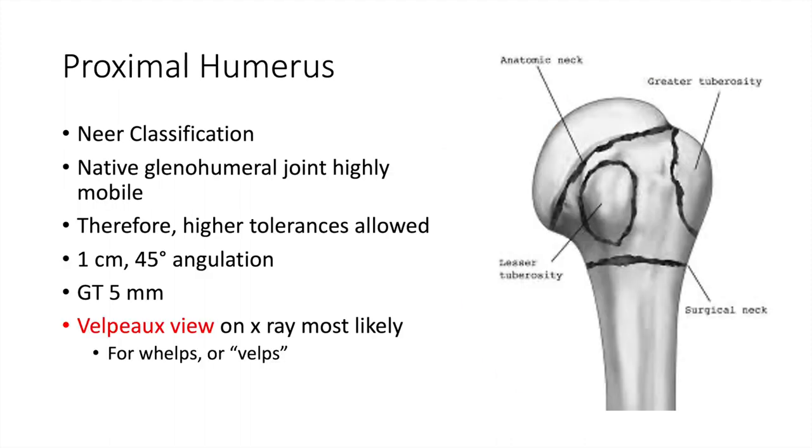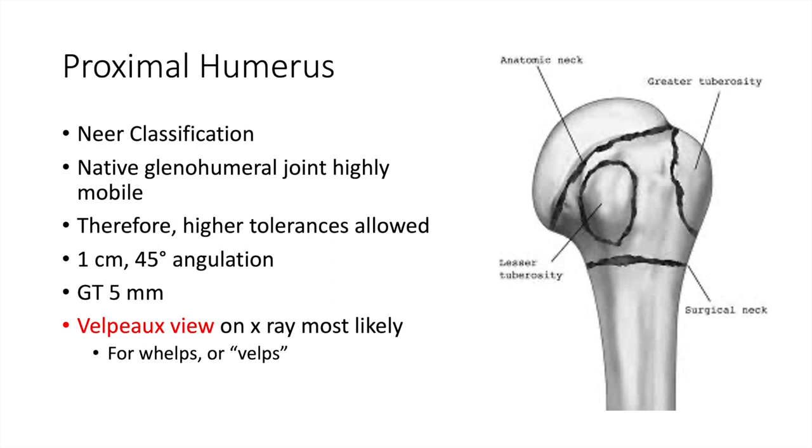Moving on to the proximal humerus, this is very high yield. This is the Neer classification. I don't have a mnemonic, but I have a concept for you here, and that's in understanding tolerances of the fracture you can allow before you begin surgery. What those tolerances are based on is the joint proximal to the fracture. We see here that the proximal humerus has the glenohumeral joint, or the shoulder joint, proximal to it.